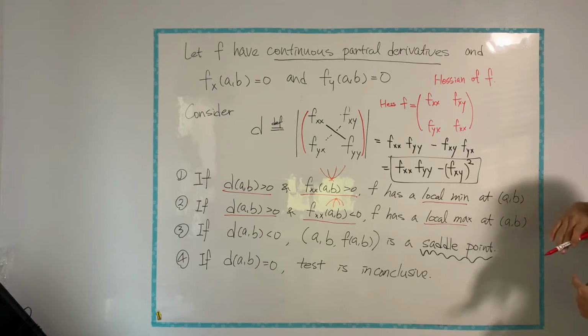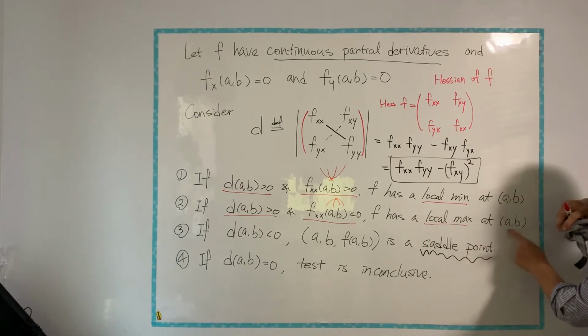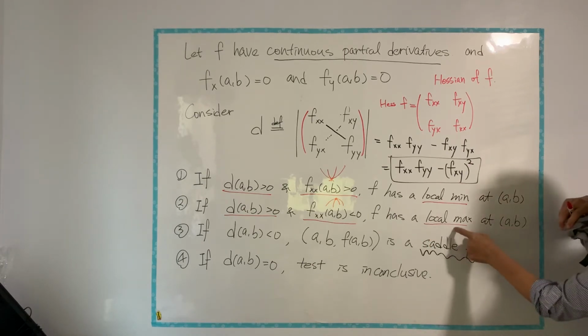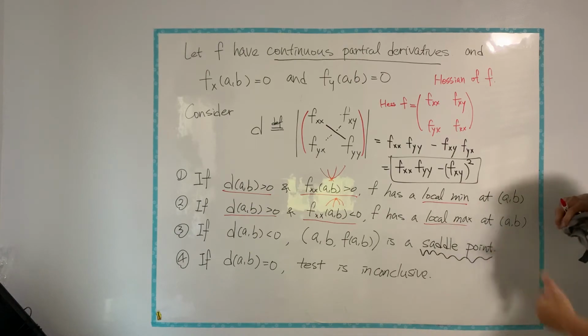Imagine if the function f represents the profit that you can get, then the profit at (a, b) will be the local max profit.